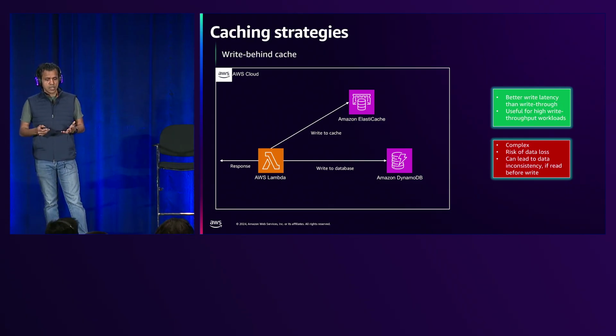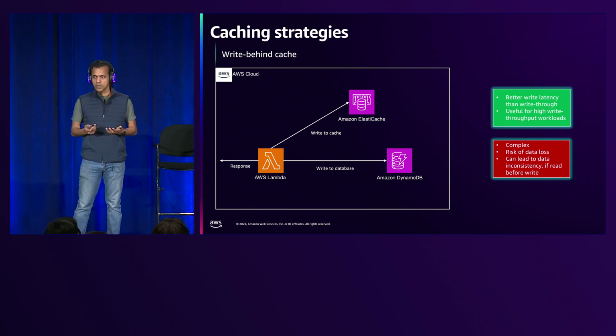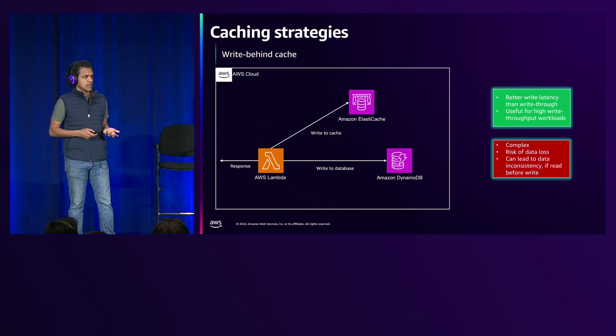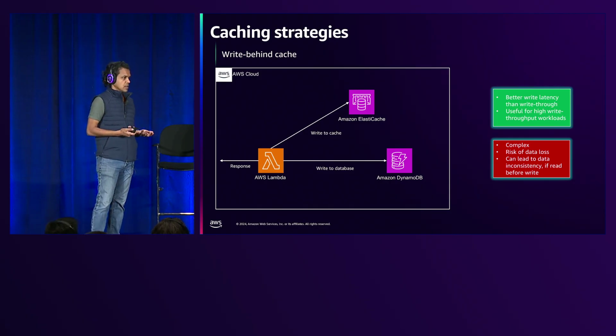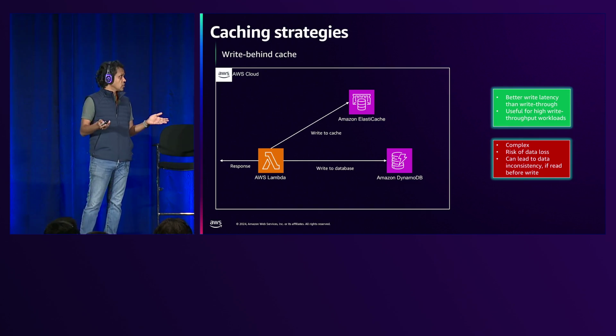The other approach is called write behind caching. This is somewhat of an improvement or an optimization on the write through caching approach, where you write the data to the cache first, and then you respond back to the application. And then at a later time, asynchronously, you write that data to the database at some point. So this way, your writes are faster because you're no longer waiting on two data commits.